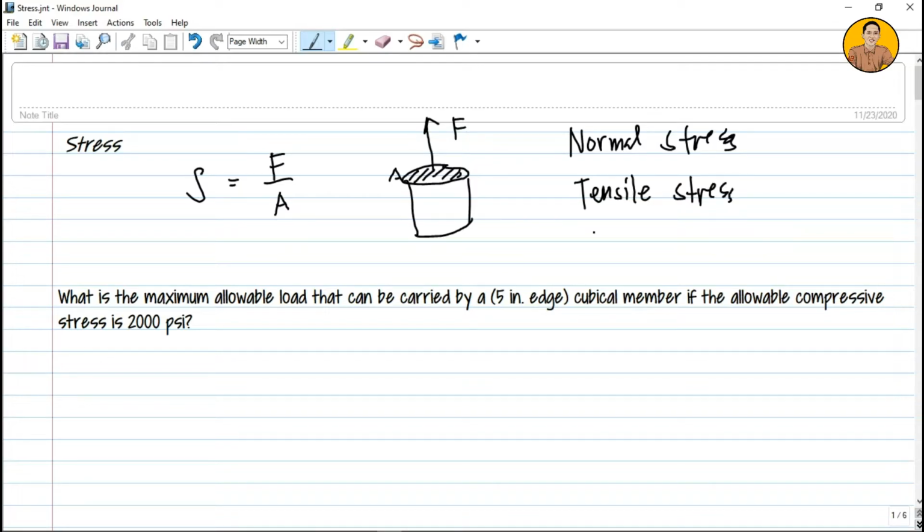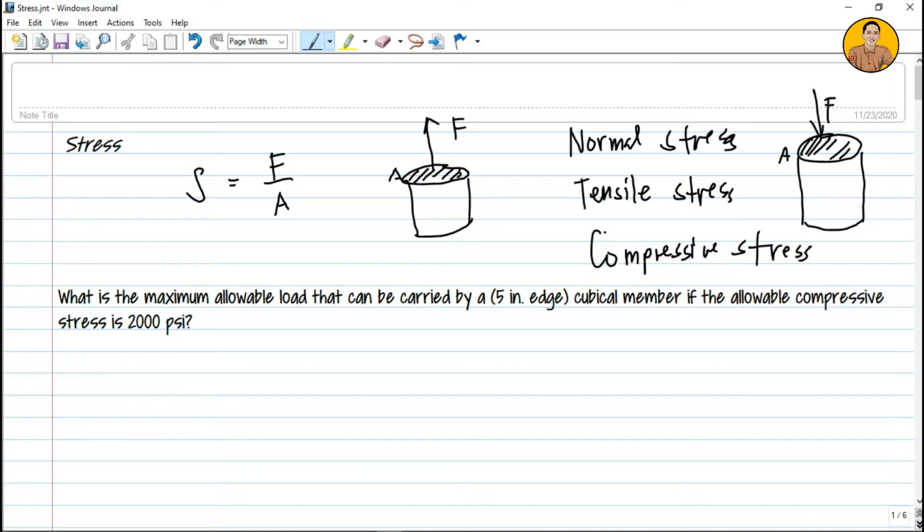So when the force is actually going in to the area, so the area pa rin guys is perpendicular to the force here. So this is A. This is our member, cylindrical member. If the force is going in to your area, this is what you call the compressive stress. Okay, compressive stress. In this particular video guys, we are going to discuss about the normal stress. We have here the two types, the tensile stress and the compressive stress.